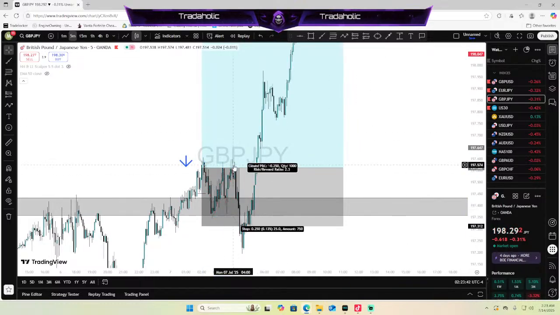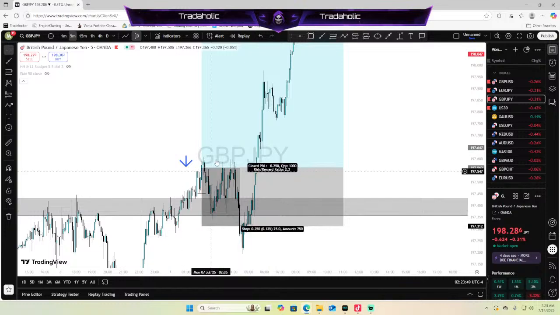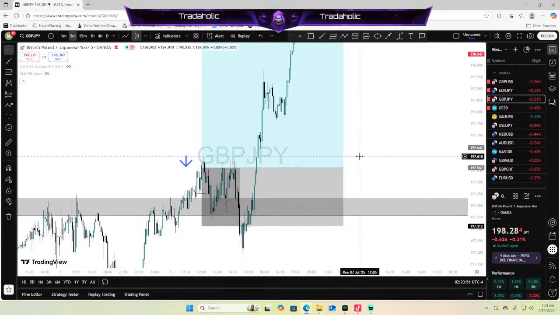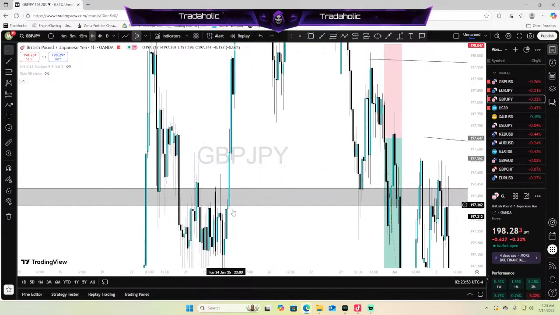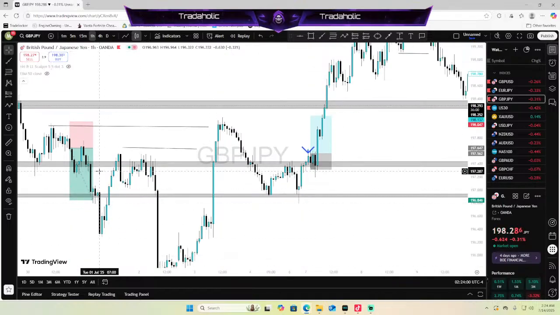But I take the same setup every single time, no matter if I win or lose. This setup ended up losing. But what I take away from this setup is I was right about my directional bias. My directional bias wasn't wrong. This 1-hour break and retest area that I was looking to trade off of, it did hold. I was just too early. That's all.